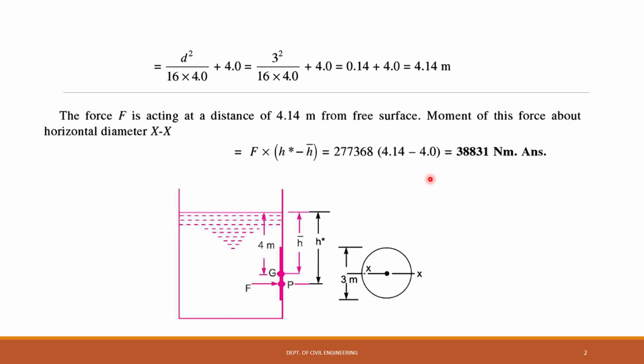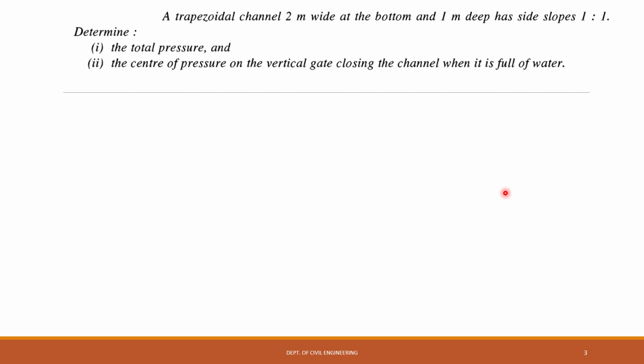After finding out the moment, you have to write a concluding sentence. That is, we need to apply a moment of 38,831 Newton meter in the clockwise direction in order to maintain the disc in equilibrium. So this is how you do this problem. Hope the question is clear. Now we'll do the next problem.